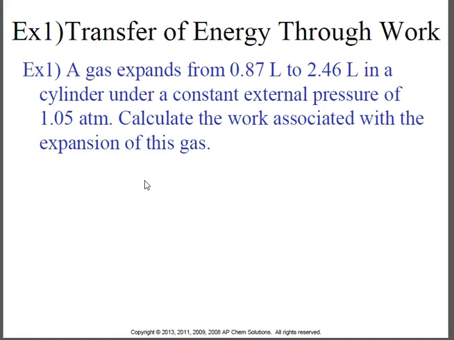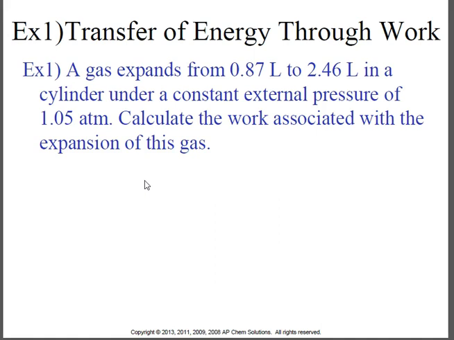And before we start calculating the work, let's first make sure we understand what the sign would be. The gas is going from a smaller volume to a larger volume. So the gas is expanding. When a gas expands, it is doing work. So if the system is doing the work, that means the work is going out of the system, so the sign is negative. Right? So as we calculate, we'll make sure we have the correct sign.